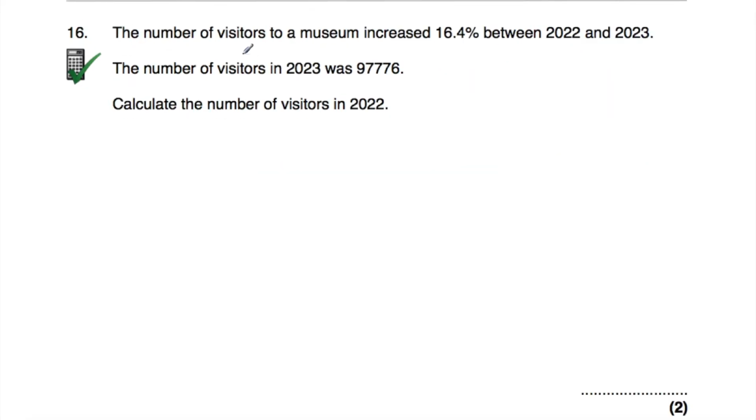Question number 16 says the number of visitors to the museum increased by 16.4% between 2022 and 2023. And the number of visitors in 2023 was 97,776.